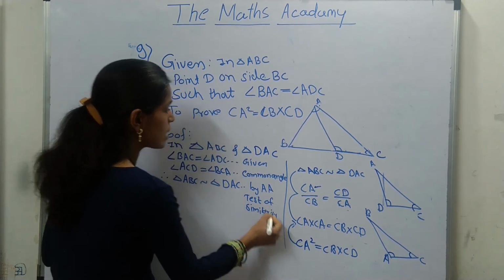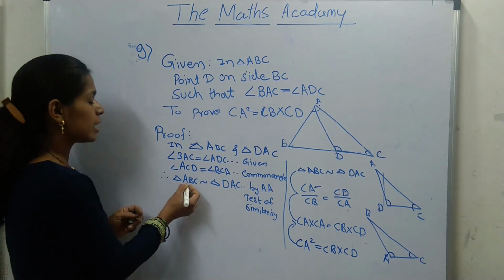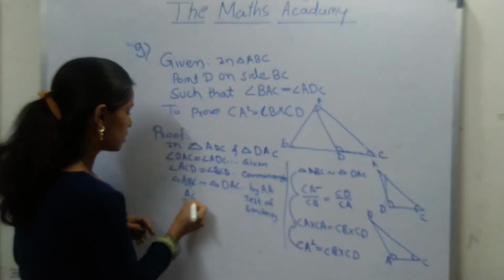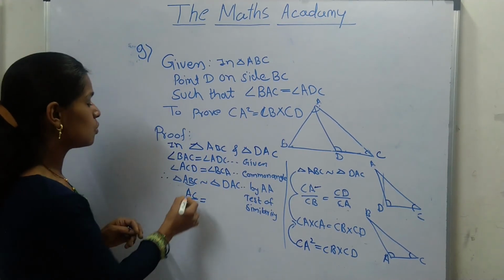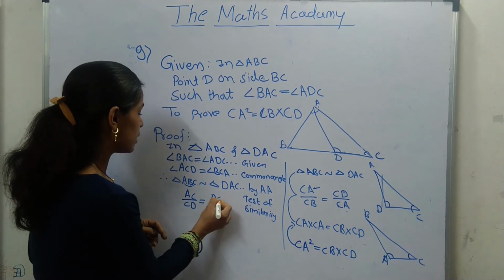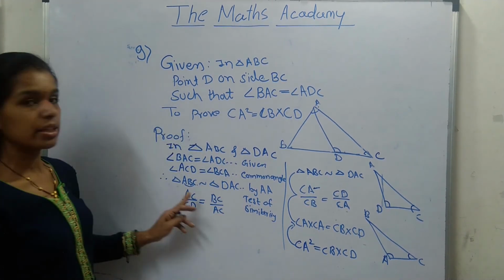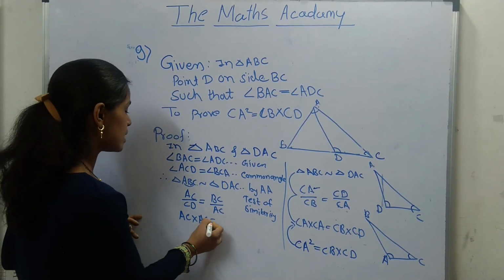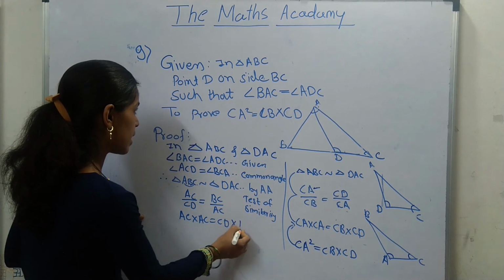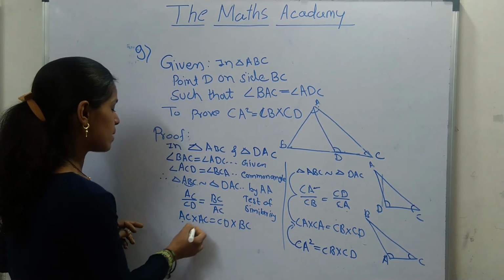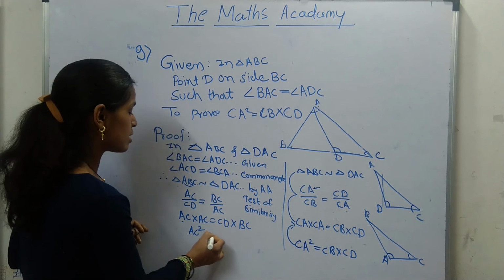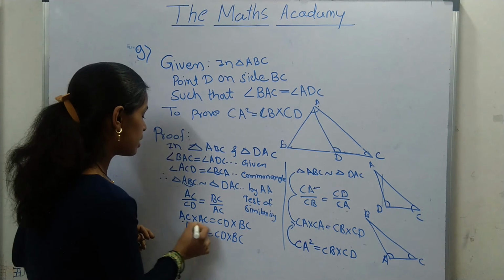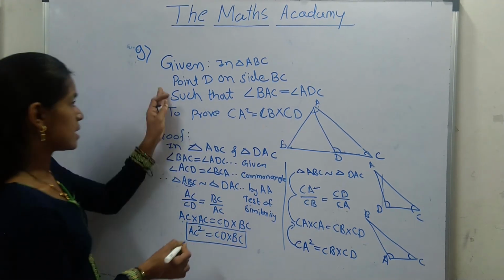Now as the two triangles are similar, the ratio of their corresponding sides, that is AC upon DC, is equal to BC upon AC. Now by cross multiplication you will get AC multiplied by AC is equal to CD multiplied by BC, or CB. AC multiplied by AC means AC square is equal to CD multiplied by BC, which is the required result of example 9.